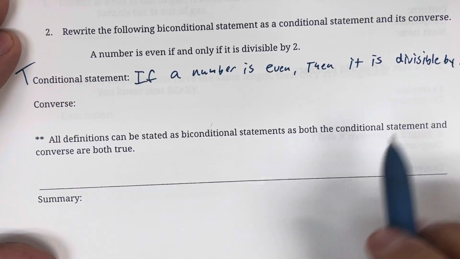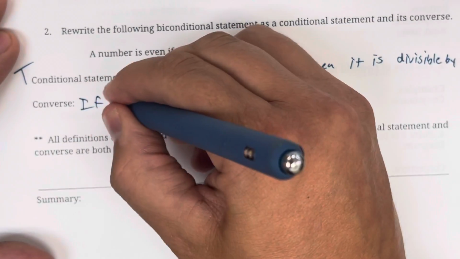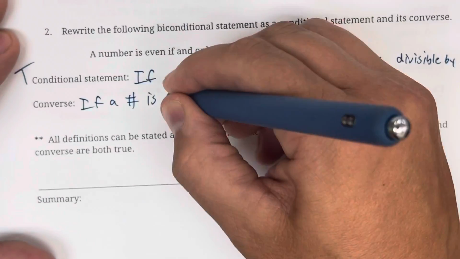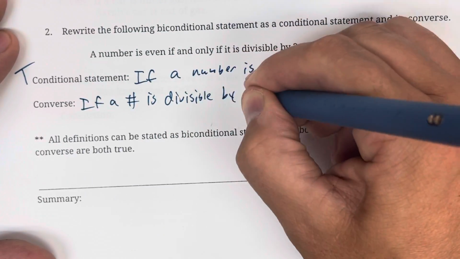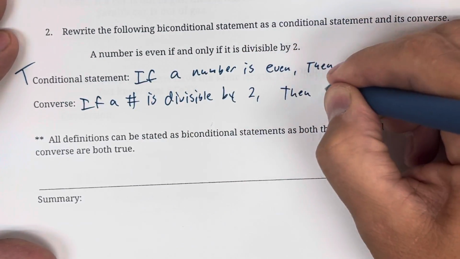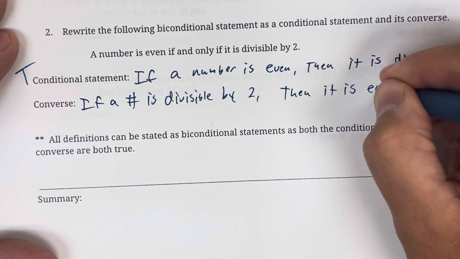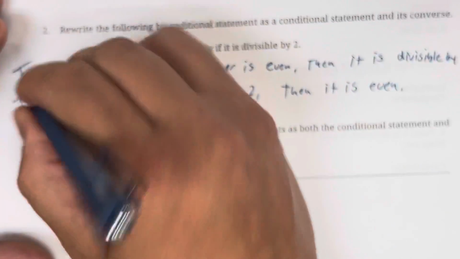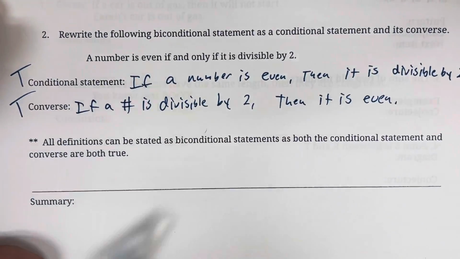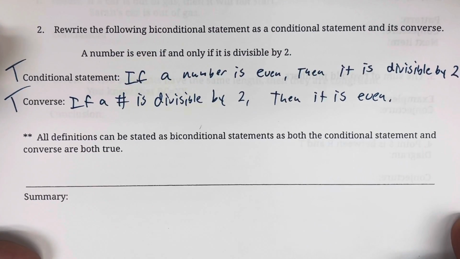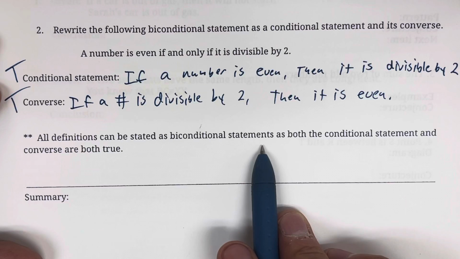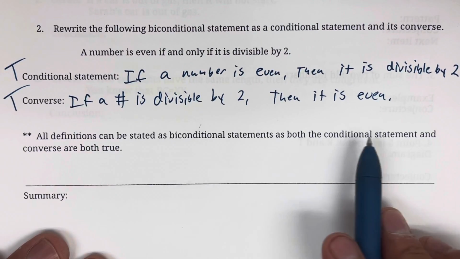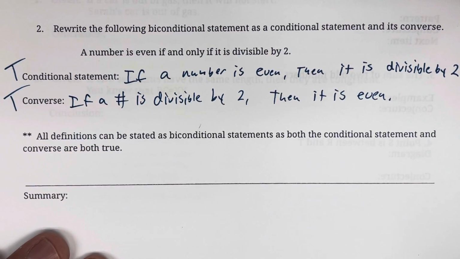And the converse, let's make sure that was also true. If a number is divisible by 2, then it is even. That is also true. So it can indeed and was indeed correctly written as a biconditional. So all definitions can be stated as biconditional statements, and both the original conditional and the converse have to be true.